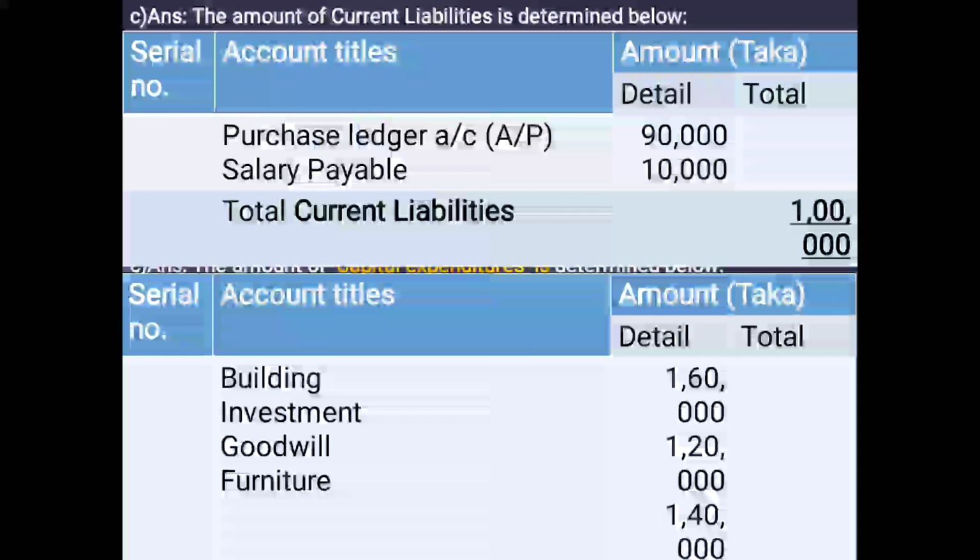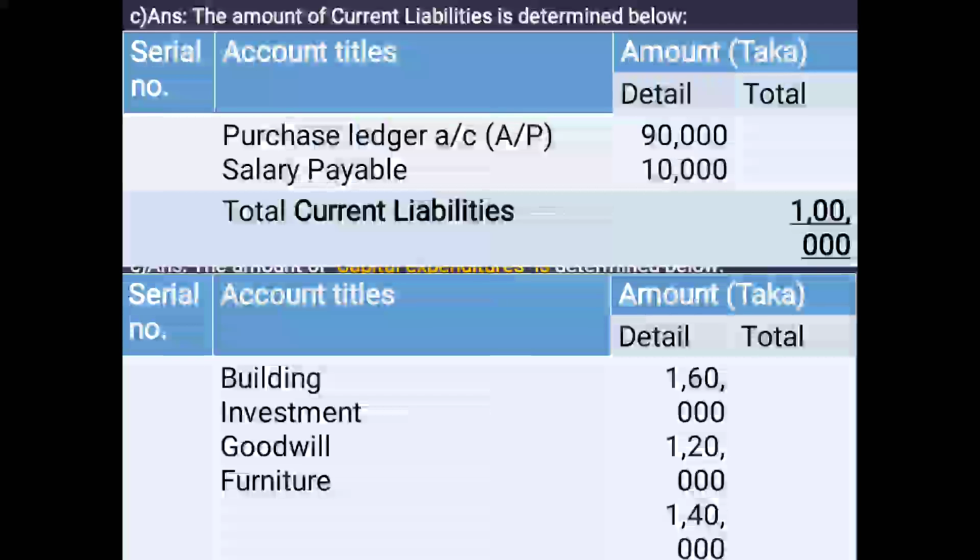The first one is current liabilities. In the trial balance or in ledger balances, only two items are related to current liabilities in this system. First one, purchase ledger account, that is accounts payable or creditors. From the stem we can get taka 90,000. Salary due or salary payable taka 10,000 from the stem we can get. So at this moment the total amount of current liabilities is taka 1 lakh. Dear learners, I think you have written it in your accounting practice copy.